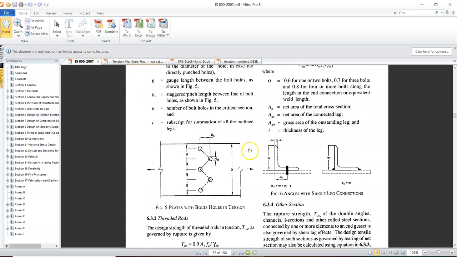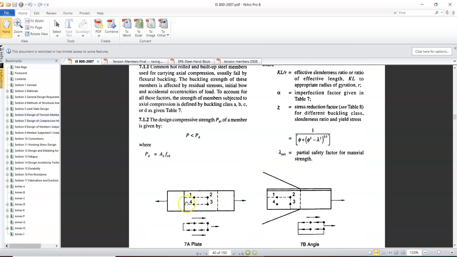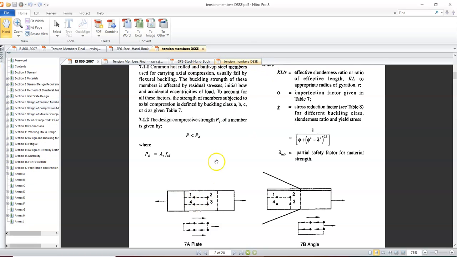Here in this case, the block shear of the plate is not checked. The block shear of the plate is not checked because the bolts arranged here are staggered. In such cases, the tendency of the plate to fail by block shear is very rare. That is why the block shear capacity of this plate is not checked.